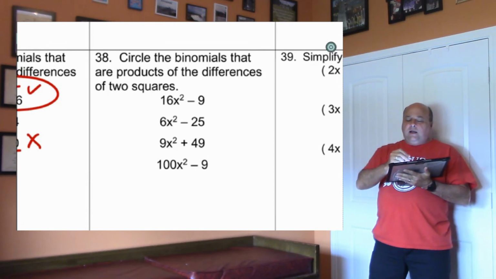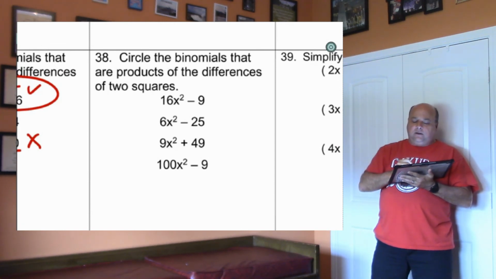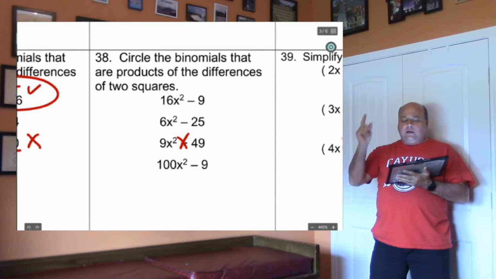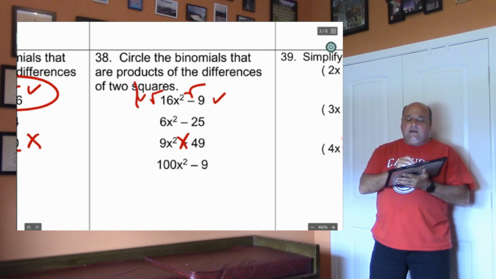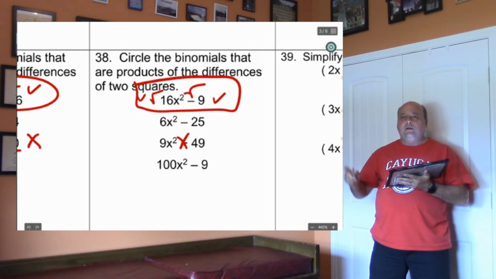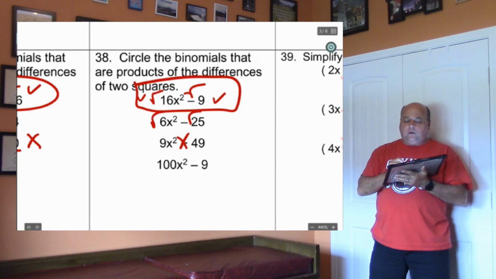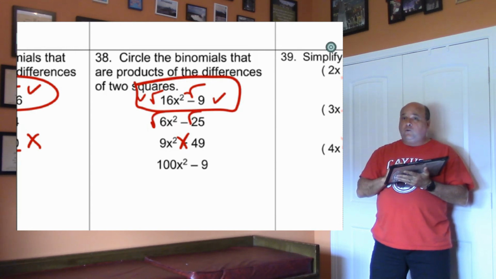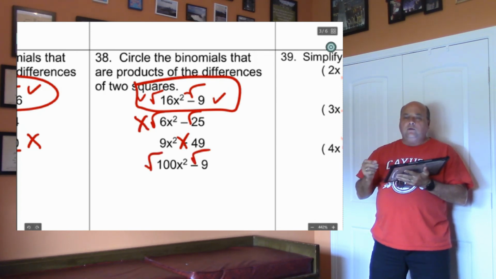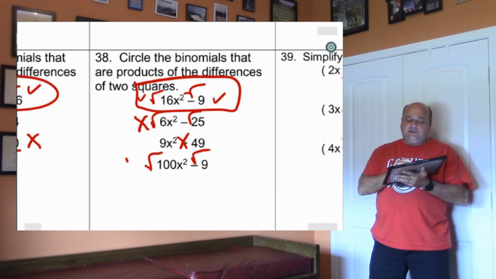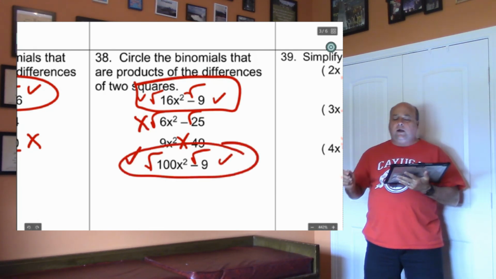Same thing. It has to be a minus in the middle. This one's incorrect. Okay, now then, square root, square root. Is this a perfect square? Yes. Is the 9 a perfect square? Yes. Ding, ding, ding, ding, ding. That one works. Go to the next one. Square root, square root. 25 is a perfect square, but 6 is not. Go to the next one. Square root, square root. 100 is 10 times 10. Check. 9 is 3 times 3. Check. This is a difference of squares.